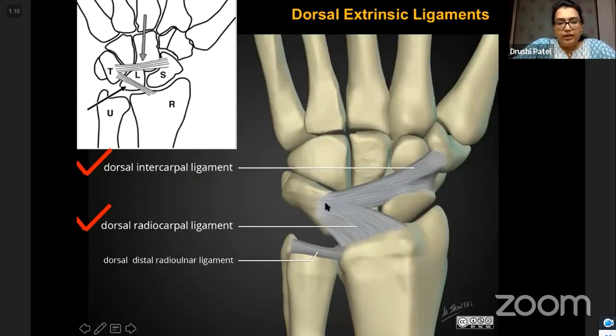On the dorsal part, the dorsal radiocarpal ligament connects the distal radius with the triquetrum, and the dorsal intercarpal ligament goes from the triquetrum, crosses over the carpal bones and attaches to the scaphoid. Besides that, it has further smaller attachments to the adjacent smaller bones as well. But for us, triquetrum to scaphoid is enough to identify this major structure.